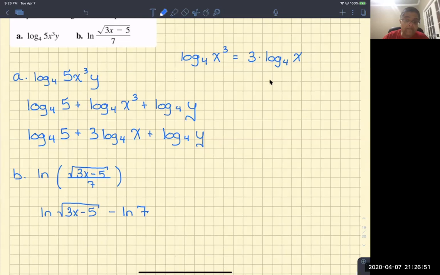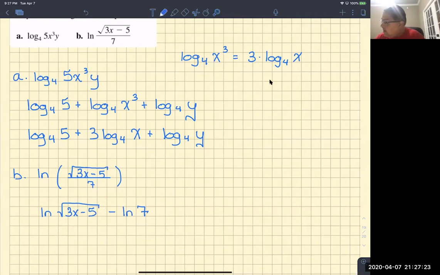Okay. Now, am I done? Is it fully expanded? Well, I know for this part of the expansion, I'm done. There's nothing I can really do. There's nothing else within the logarithm being multiplied or raised to an exponent or divided, so there's nothing to expand. However, there is something I can do with this.